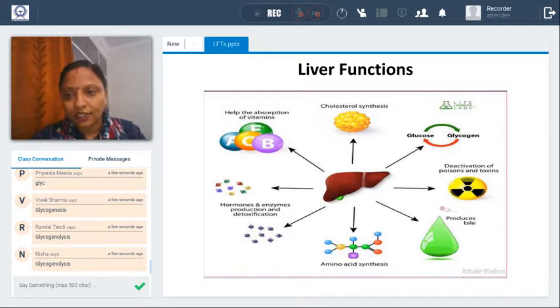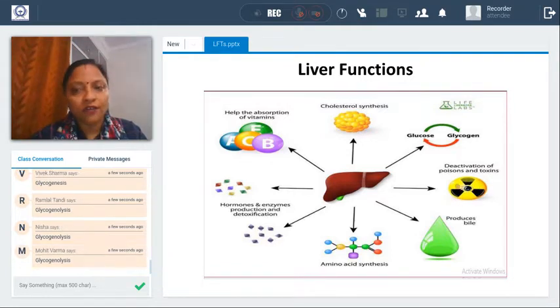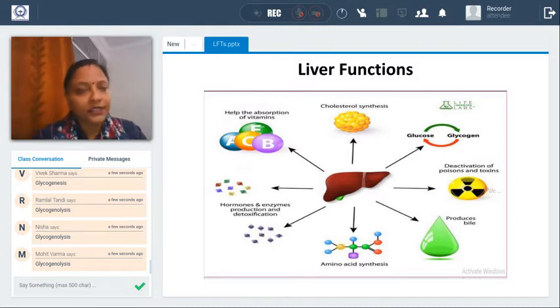Next function is deactivation of poisons and toxins. We will study it in detoxification function, or metabolism of xenobiotics. We will discuss it further. This is amino acid synthesis. This is hormones and enzymes production. You all know enzymes are biocatalysts. They are proteins in nature.